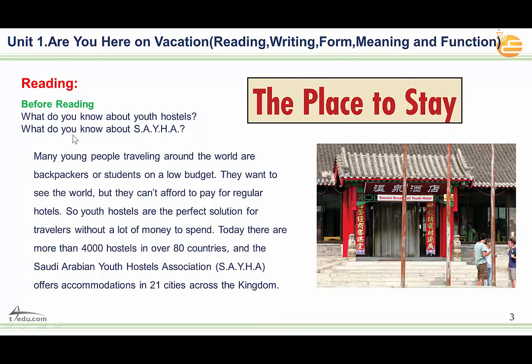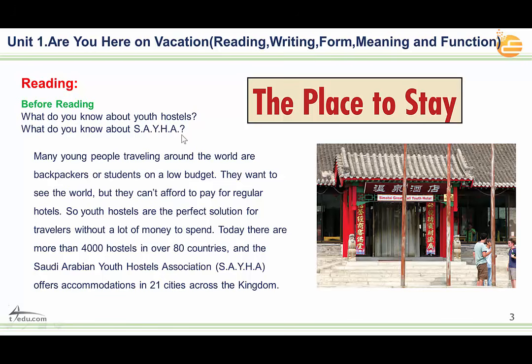Question number 2. What do you know about SAYHA? What do you know about it? SAYHA. Do you know anything? Saudi Arabian Youth Hostels Association. Okay, Saudi Arabia Youth Hostels Association. What does it mean? It's an association which takes care of the youth hostels around the kingdom, around Saudi Arabia.